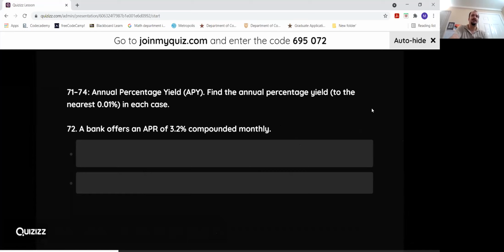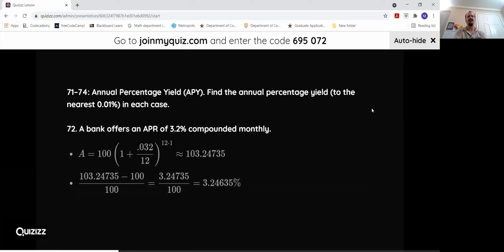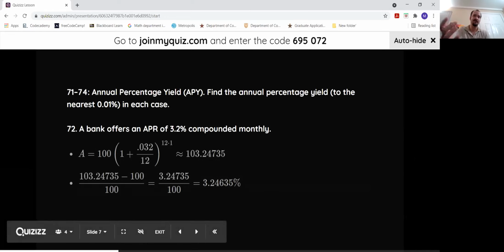The bank offers 3.2% compounded monthly. I let my principal be 100. If I plug it in, I got something like 103.24735. It's a little bit of a gimmick, a little bit of a trick. But if I let my principal be 100, I have to subtract 100 from this, and I'm pretty much there. If you let it be 1, we get the decimal and then we just have to convert it to a percentage. If you let it be 100, then it's already a percent.